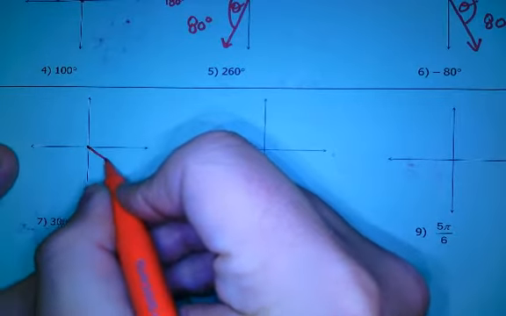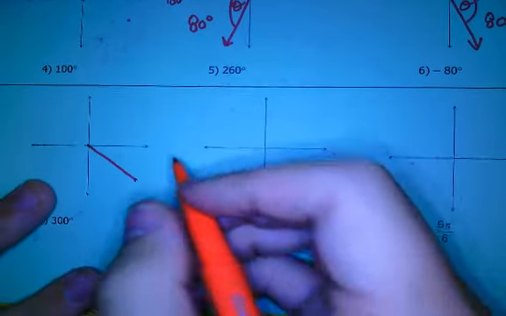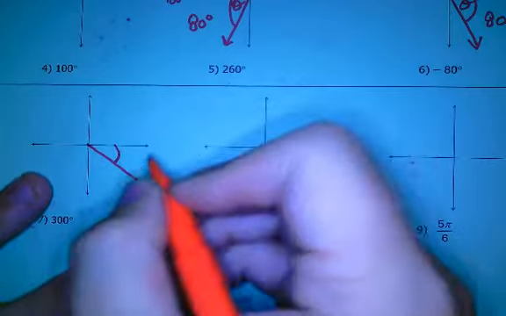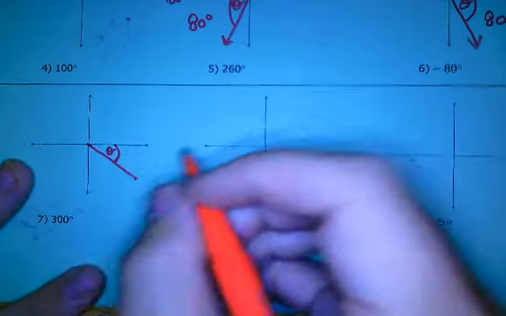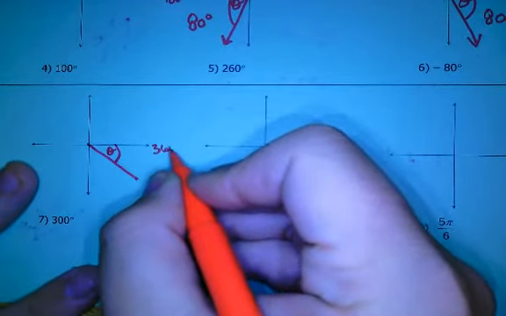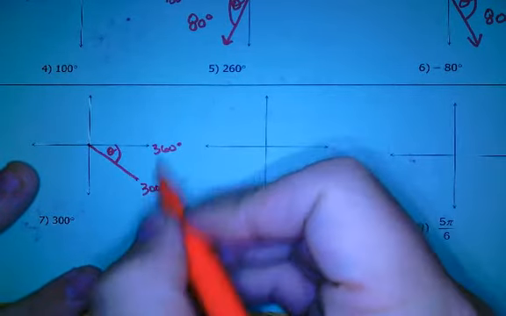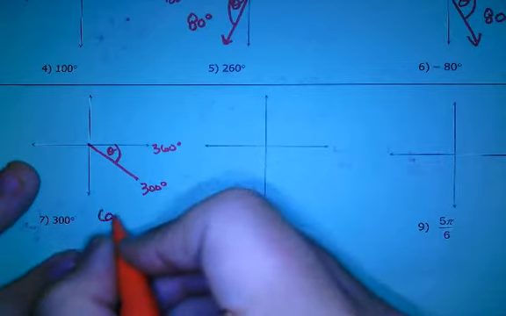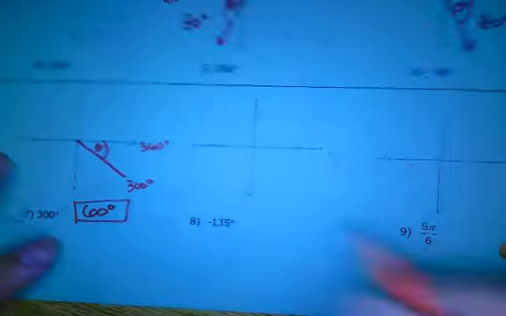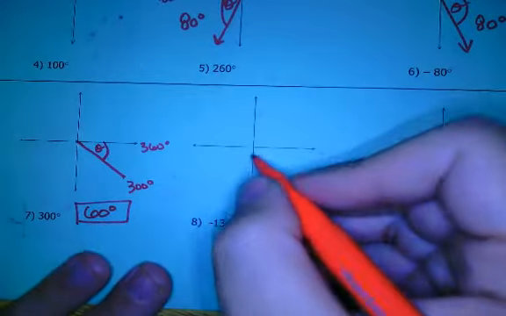Okay, so we're going to have 300 degrees out here. I need to find theta. Since that's 300, by the way, this is 360 for a full rotation, and this is 300. How far away are those? Those are 60 degrees, which is going to be my reference angle.